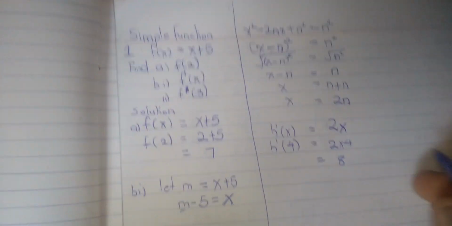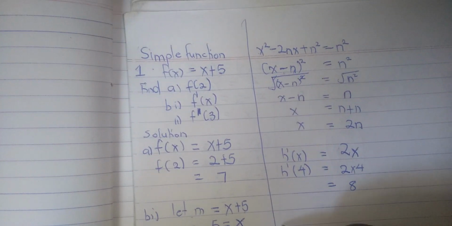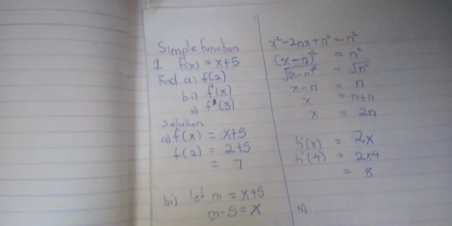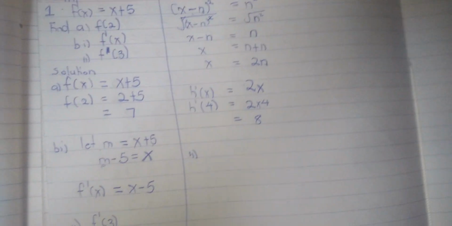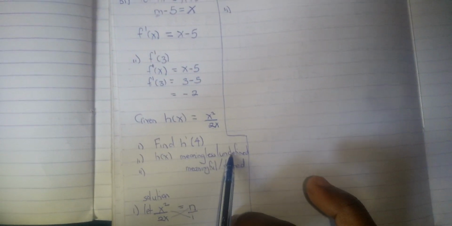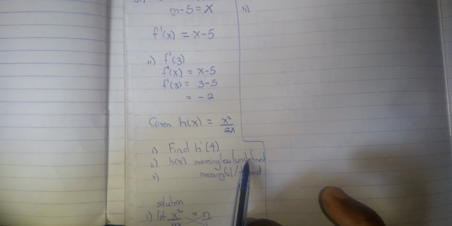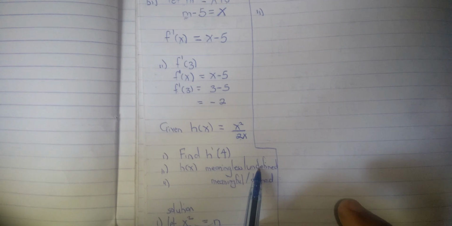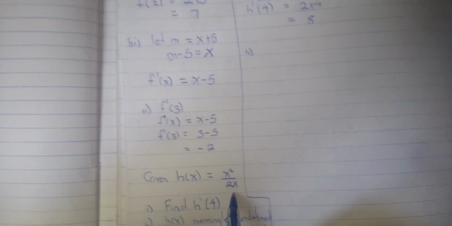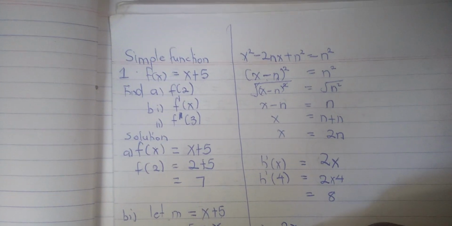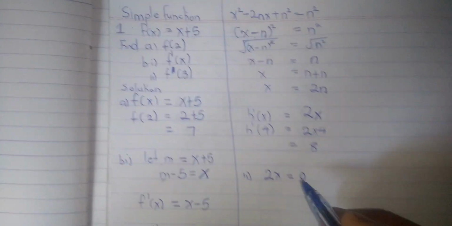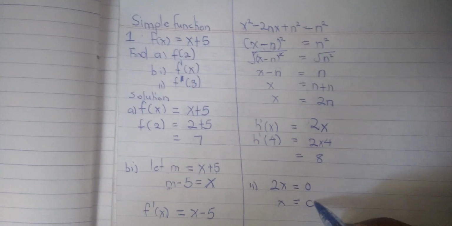So let us see part Roman numeral 2, where we wanted the value of x for which the function h of x is undefined. Take note, when they say undefined, we equate the denominator to 0. What do we have in the denominator here? We have 2x, so we shall just equate 2x to 0. Dividing both sides by 2, x will equal 0.